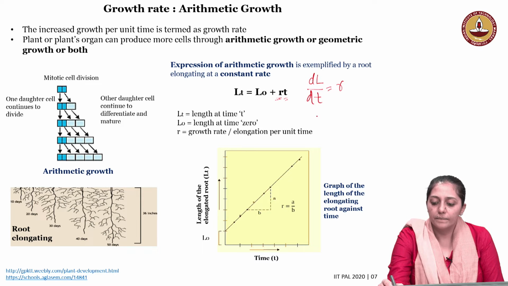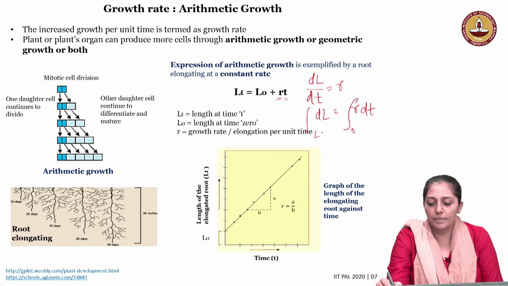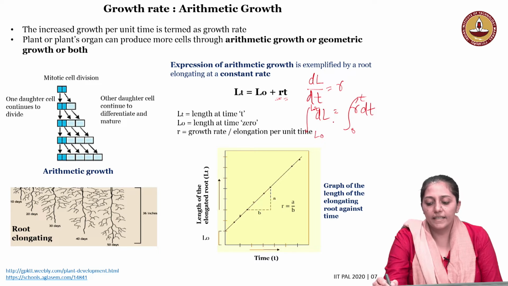If you integrate using the limits, let us assume at time t equals 0, it was at some initial value L naught, and at time t it is at some value L subscript t. So, if you integrate, your RHS of the equation becomes r t with limits 0 to t, and on the left, the limits are L naught to L t.